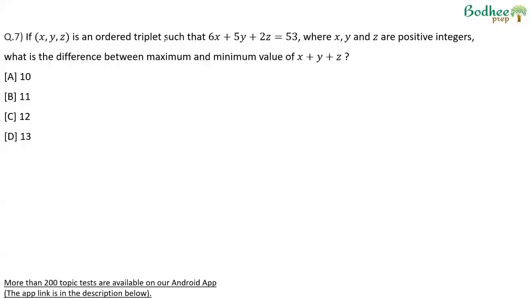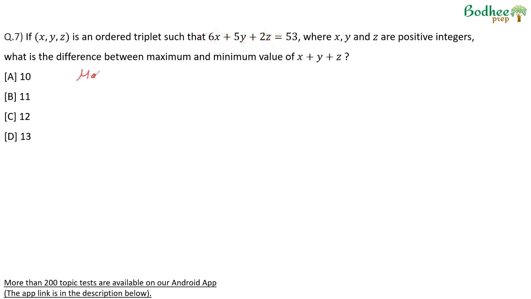If x, y, z is an ordered triplet such that 6x plus 5y plus 2z is 53, and x, y, z are positive integers, so they cannot take zero values, what is the difference between the maximum and minimum value of x plus y plus z? X plus y plus z will have the maximum value when we maximize z, because z has the smallest coefficient, and will have the minimum value when we try to maximize x and y in that sense.